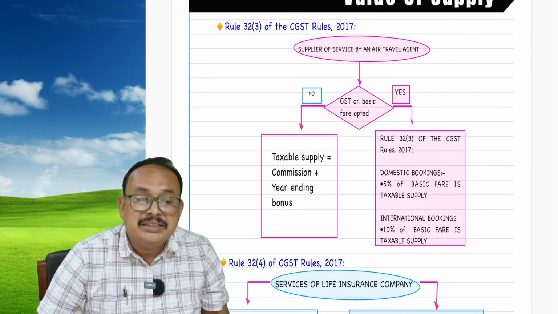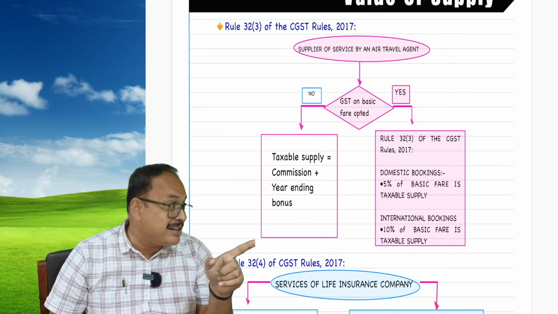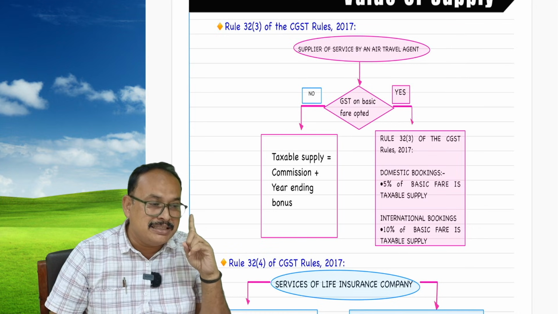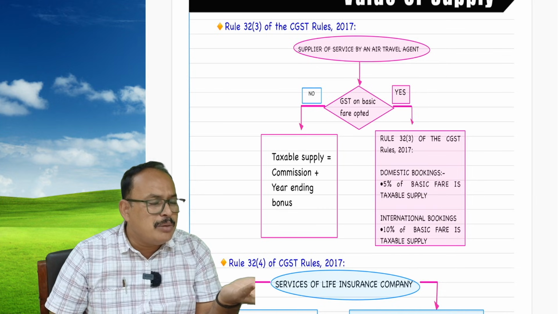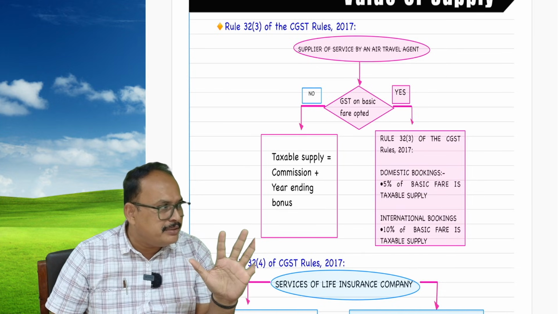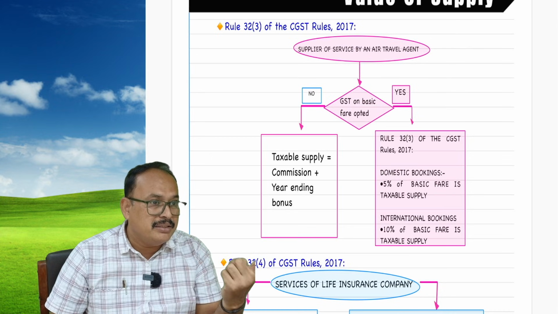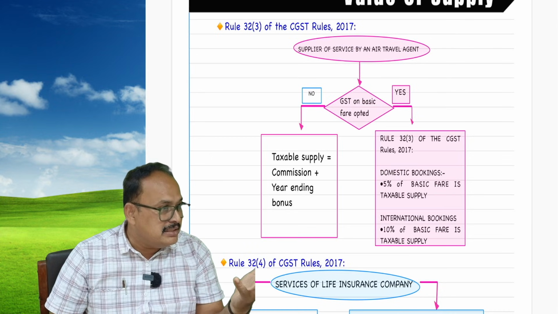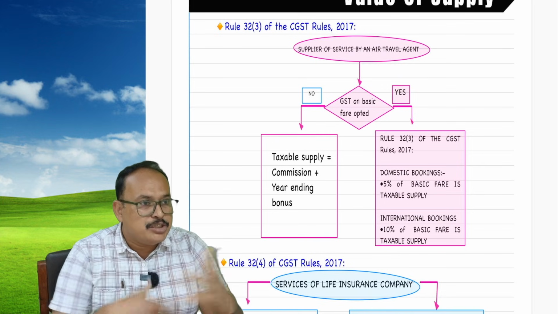sub number 3. This is applicable only to an air travel agent, not to a train travel agent or bus travel agent. In that case, you pay GST on commission; if not, on valuation rules. Rule number 32, sub number 3 says that for domestic travel, 5% of the basic airfare is the value of supply. For international travel, 10% of the basic fare is the value of supply. Is that clear? Pay GST on that, or GST on the commission basis, whichever is economical. Case to case you follow.